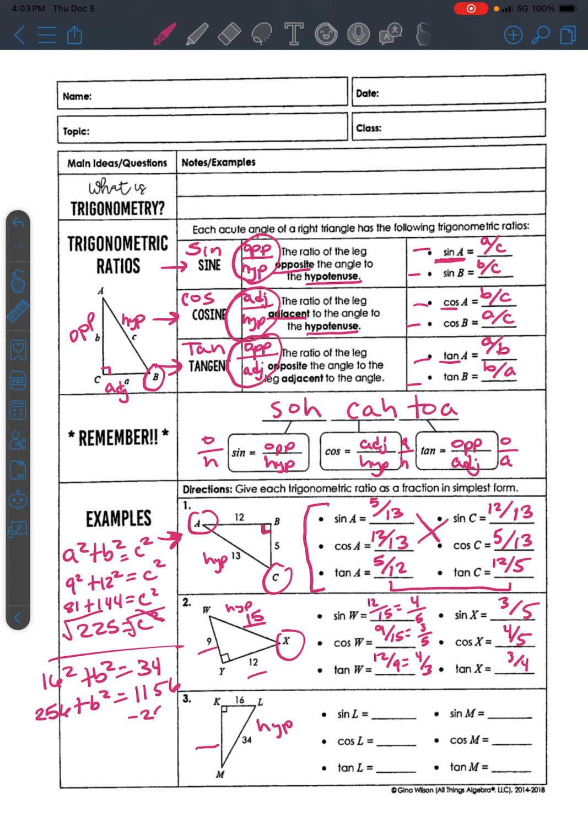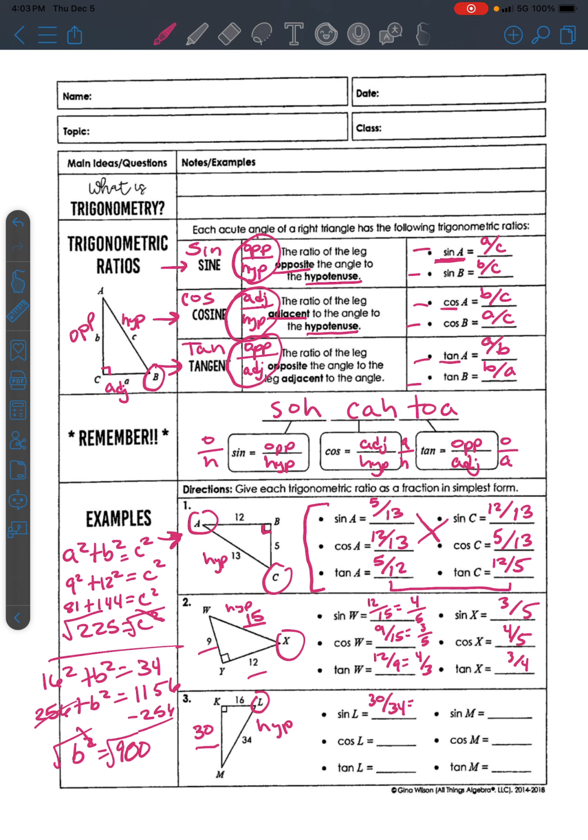I have to subtract 256. And that gives me 900. Got to take the square root of both sides. That becomes B. Square root of 900 is 30. So then I can find sine and cosine and tangent of everything. So if I'm looking at L, the opposite over hypotenuse. Opposite is 30. Hypotenuse is 34.